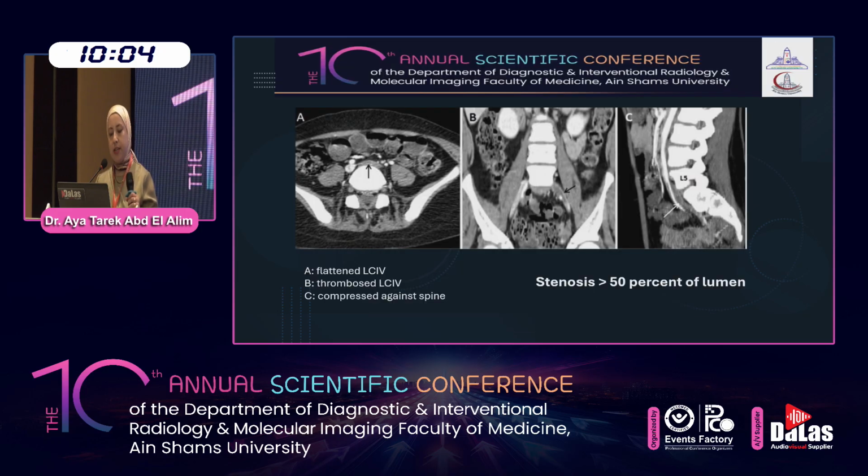In these figures, figure A shows the flattened left common iliac vein, figure B shows the thrombosed left common iliac vein, and figure C shows it compressed against the spine. Stenosis of more than 50% of the lumen is diagnostic of May-Turner syndrome.